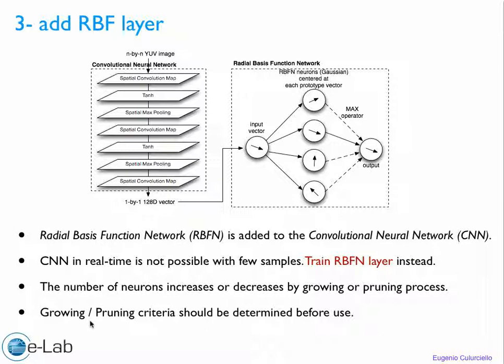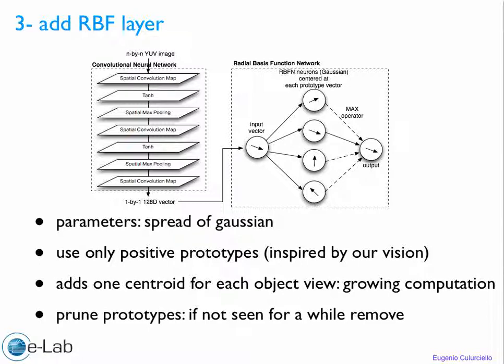So one has to decide the growing and pruning criteria. The RBF layer basically has only one parameter, the spread of the Gaussian for each one of these prototypes. So it's a fairly simple classifier that one can use. We decided to use only positive prototypes, as opposed to positive and negative. For example, you can have examples of the object and examples of the background as well and create a classifier like this, but we decided that we didn't want to have negative prototypes.